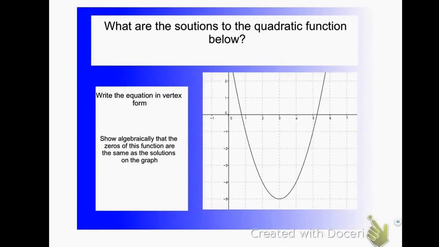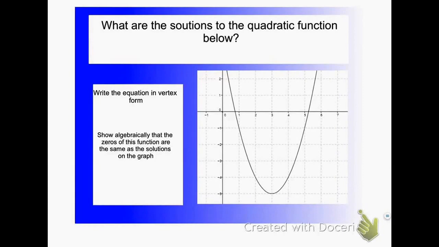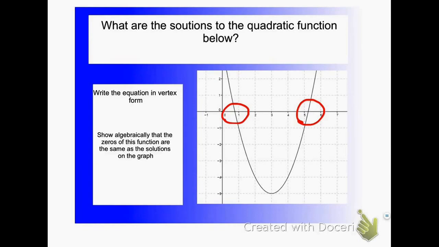And here's why we need to be able to use both vertex form and intercept form. If I look at this graph here, I can only estimate where my intercepts are. My first intercept is somewhere between 0 and 1. So I could say it's possibly, let's say, 0.7. And my second solution is somewhere between 5 and 6. So I could say it's something like 5.2. But remember, that's only an estimate.